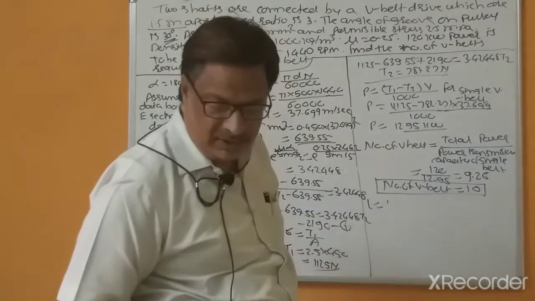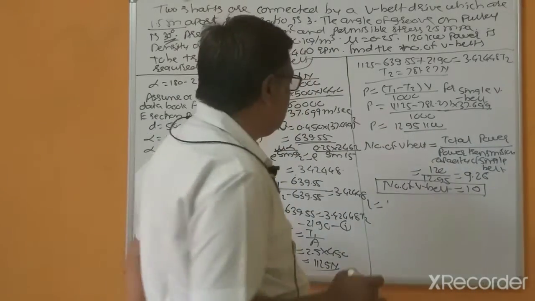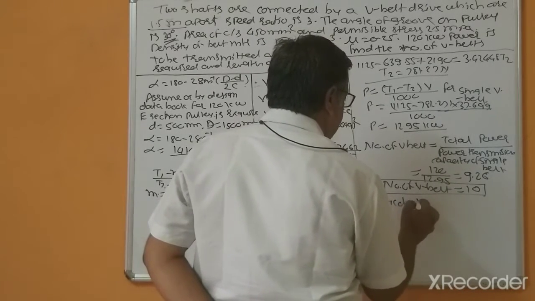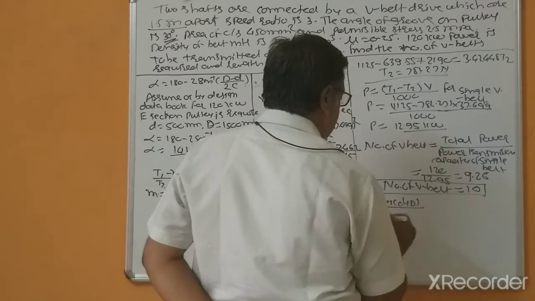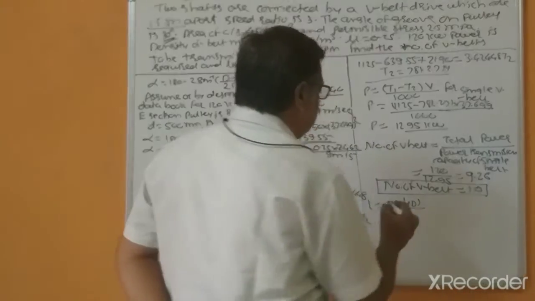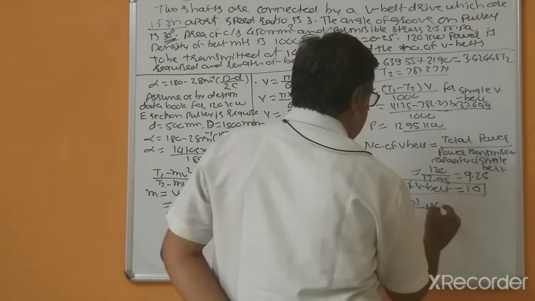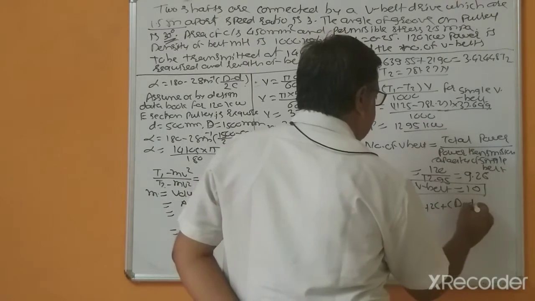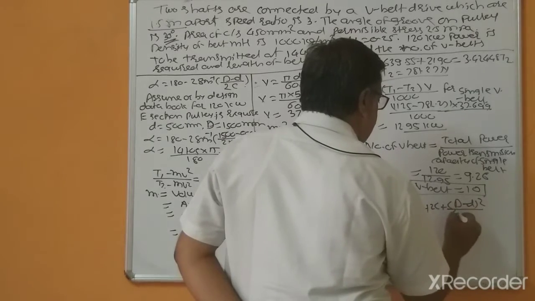I will check the formula. L equals pi times (D plus d) divided by 2, plus 2C, plus (D minus d) squared divided by 4C.